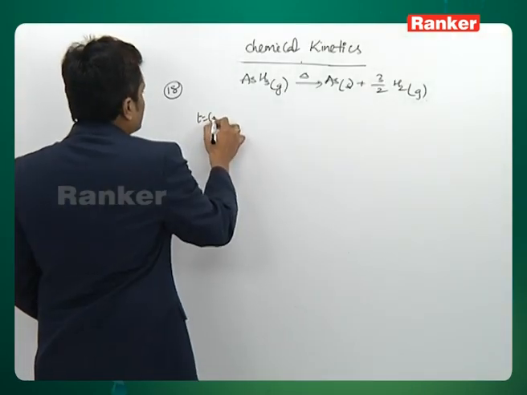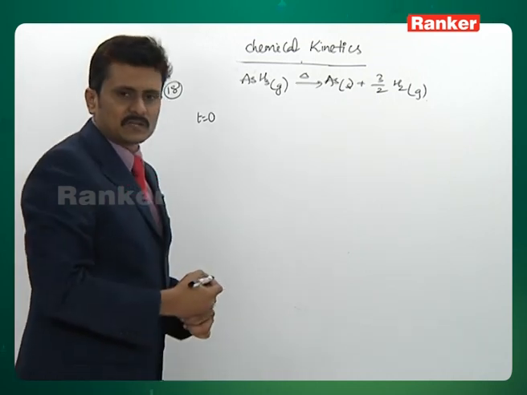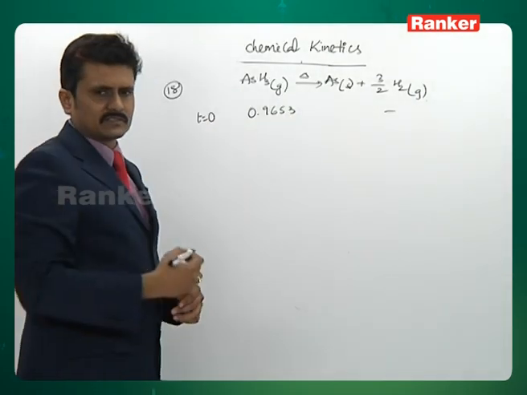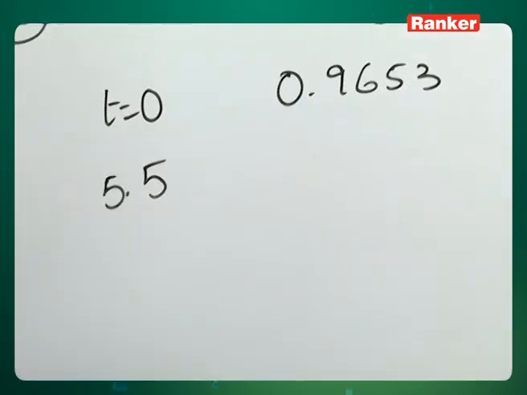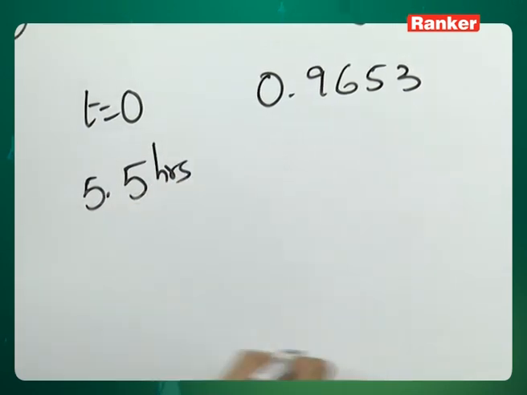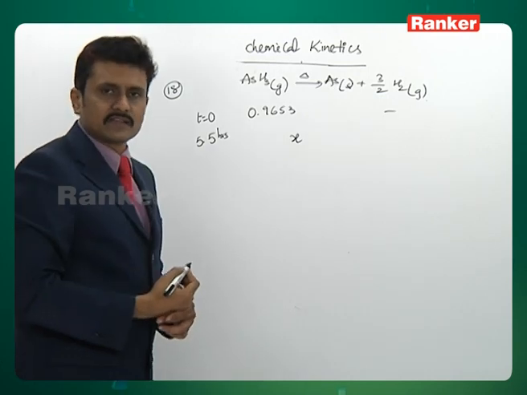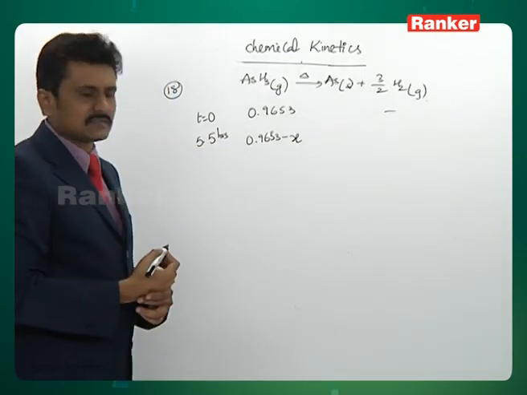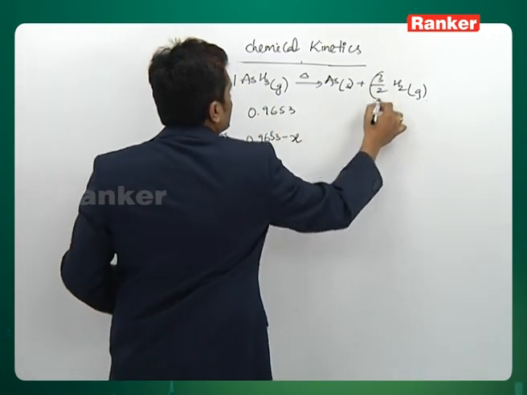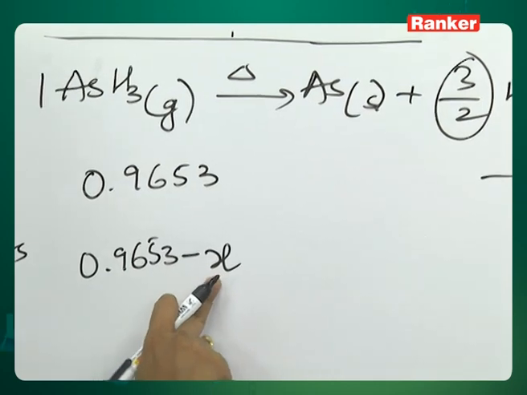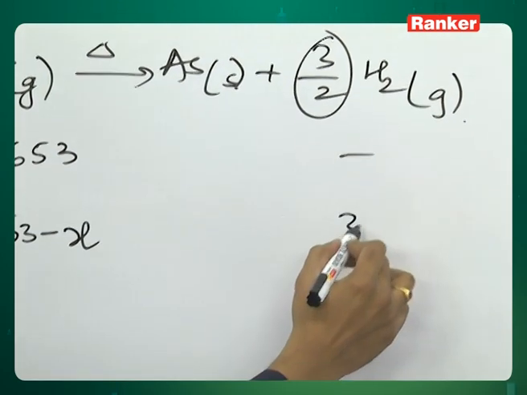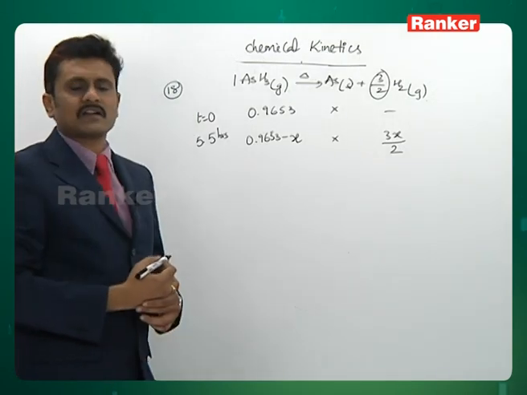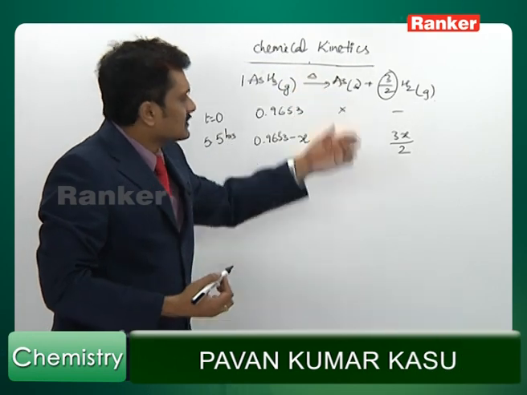Now initially when we begin this reaction, it's given that the pressure in atmosphere is 0.9654 when we don't have any H2 in the reaction. It's given that after 5.5 hours, let's assume that the pressure of arsine decomposed is X atm, then the remaining will be 0.9654 minus X. Now for every 1 mole we are getting 3/2 mole of H2, hence decomposition of X atm pressure will fetch you 3X/2 atmosphere of H2. You are not concerned about arsenic here because the vapor pressure of arsenic is negligible, as it is present in the solid phase.